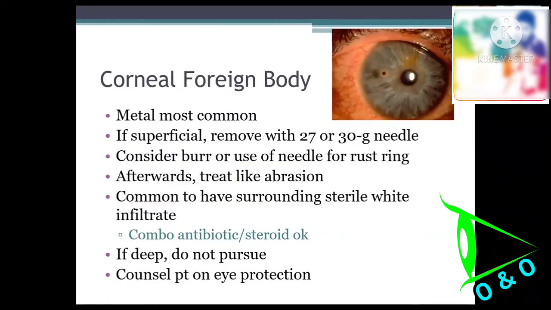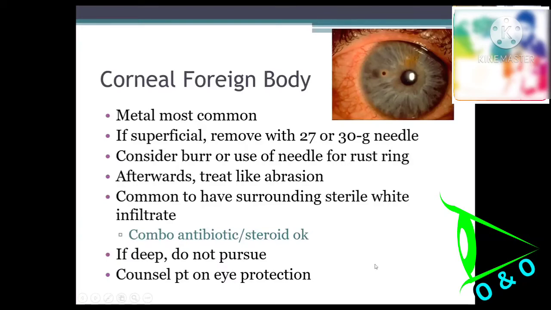So corneal foreign bodies are very common, and here's what they always look like. Metal is the most common. They pretty much will get a rust ring that'll start to set in pretty frequently. So they're typically pretty superficial. You can remove it with a 27 or 30 gauge needle. You could consider a burr to burr out the rust ring, or, I like using a needle actually for removing the rust ring, but both ways are fine.